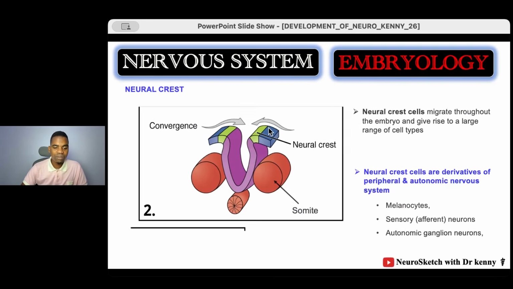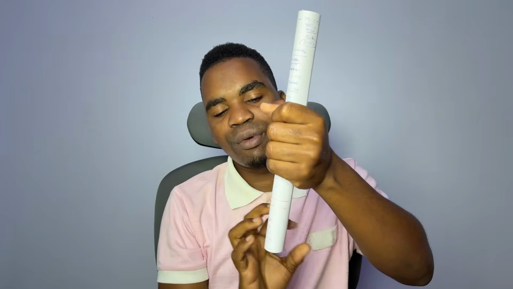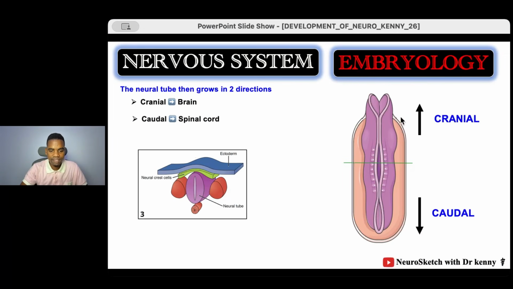Okay, let's go back to the neural tube because we didn't finish discussing it. The neural tube so formed will grow in two directions, the cranial direction and the caudal direction. Let me show you here. This is the neural tube that was formed, and this tube will undergo growth both cranially and caudally. The cranial portion will form the brain, and the caudal portion will form the spinal cord.